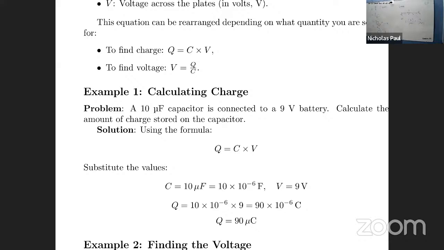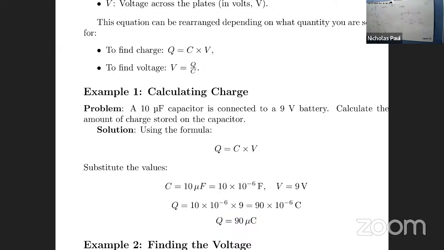We have to learn to take the value, 10 by 10 to the minus 5 coulombs, and convert it to a prefix that we know. If I have to convert to minus 6, this will have to go to 90 by 10 to the minus 6. So that's how they got this.